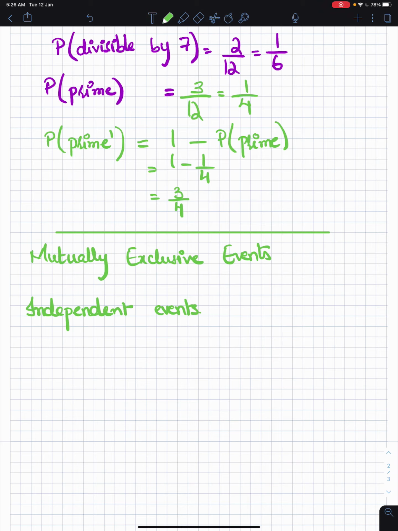Mutually exclusive events are those that cannot happen at the same time. So the prime example would be, if you toss a coin, the coin can either show a head or a tail. It cannot show both at the same time. So head or tail are mutually exclusive. एक होगा दूसरा नहीं होगा.